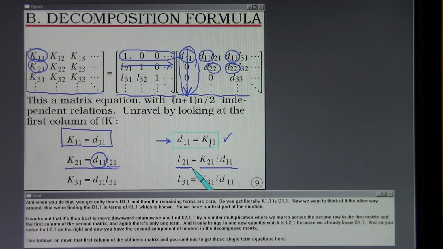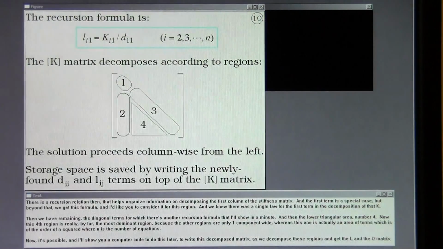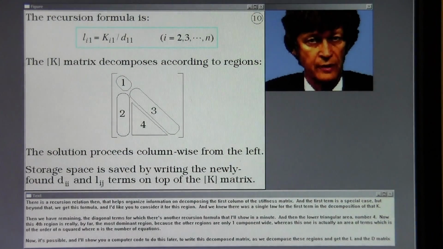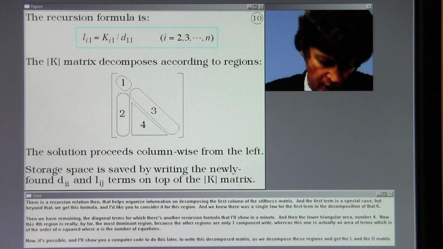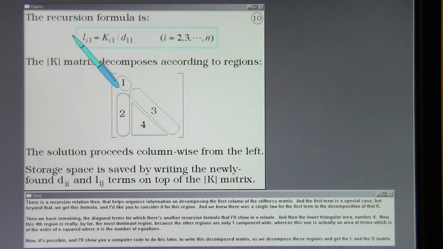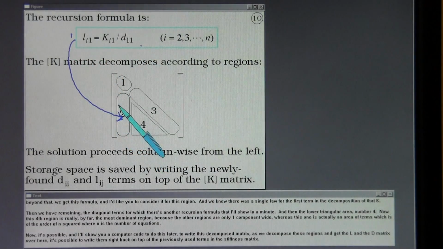in the decomposed matrix. This follows on down that first column of the stiffness matrix, and you continue to get these single term equations here. There is a recursion relation then that helps organize the information on decomposing the first column of the stiffness matrix. And the first term was a special case, but beyond that we get this formula, and I'd like you to consider it for this region.